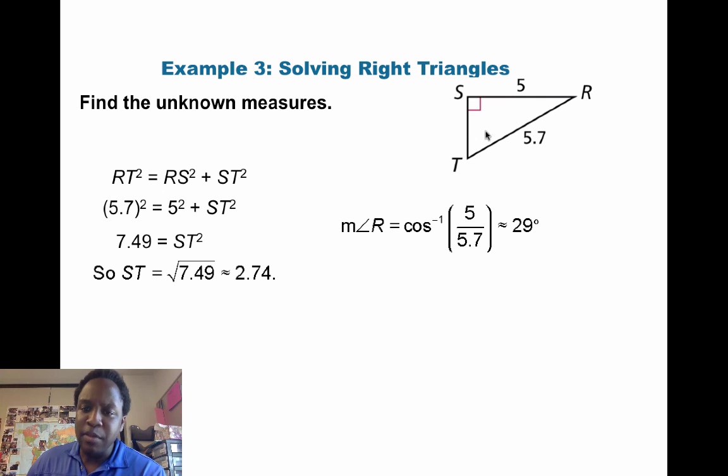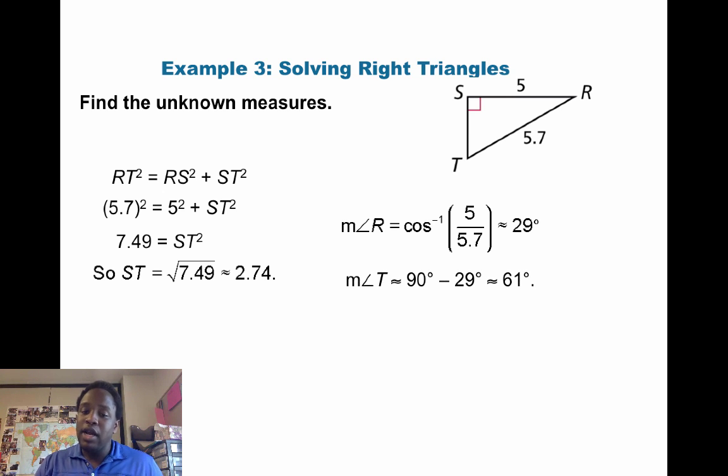So we're going to say that the measure of angle R is equal to inverse cosine of adjacent 5 over hypotenuse 5.7. And that is approximately 29 degrees. And since we know that R is 29 degrees, we know that T is going to be complementary to R, and so the measure of angle T is 61 degrees.